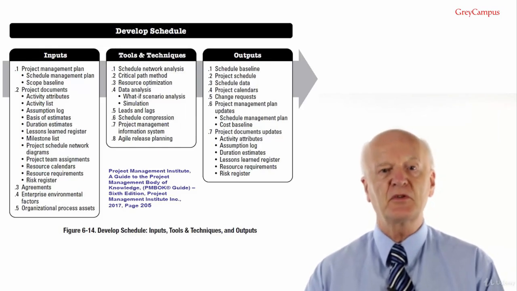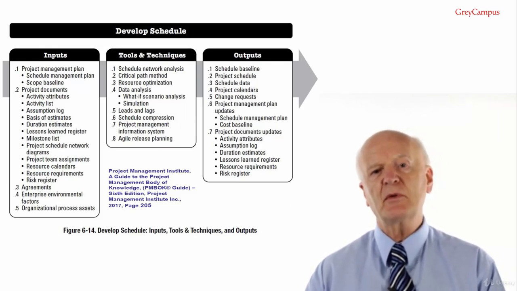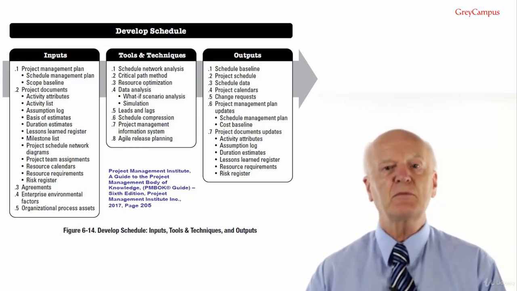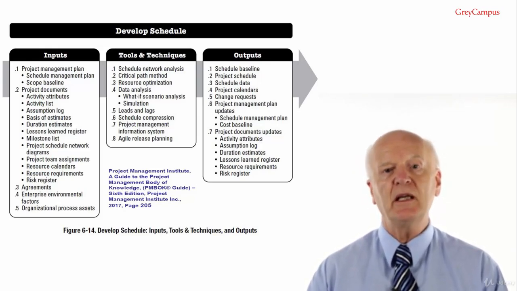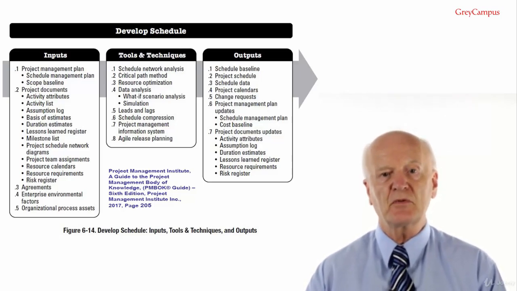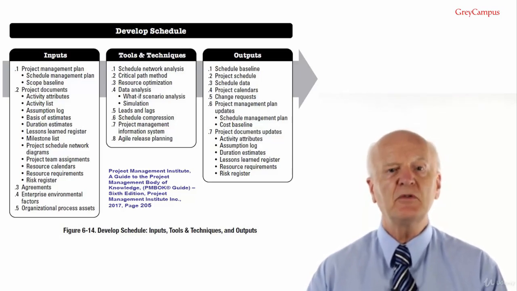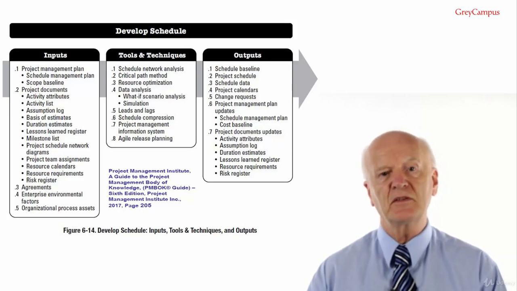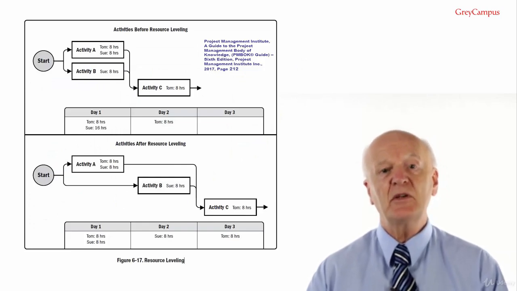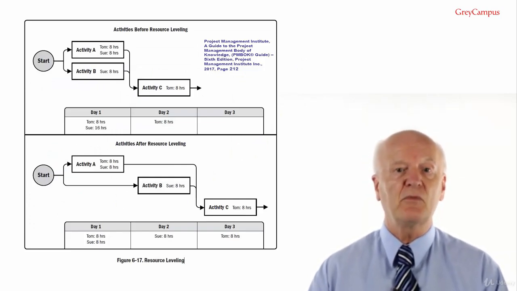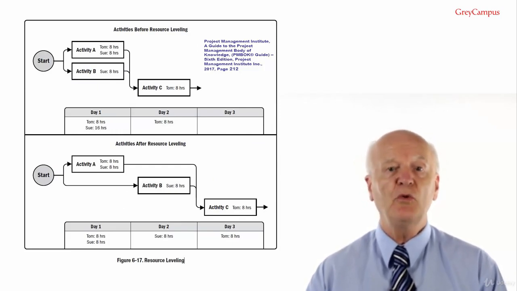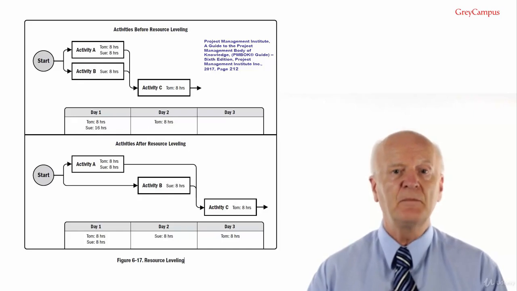Tool and technique number 3, resource optimization. Resource optimization is used to adjust the start and finish dates of activities to adjust planned resource use to be equal to or less than the resource availability. Examples of resource optimization techniques that can be used to adjust the schedule model due to demand and supply of resources include resource leveling, which is a technique in which start and finish dates are adjusted based on resource constraints with the goal of balancing the demand for resources with the available supply.